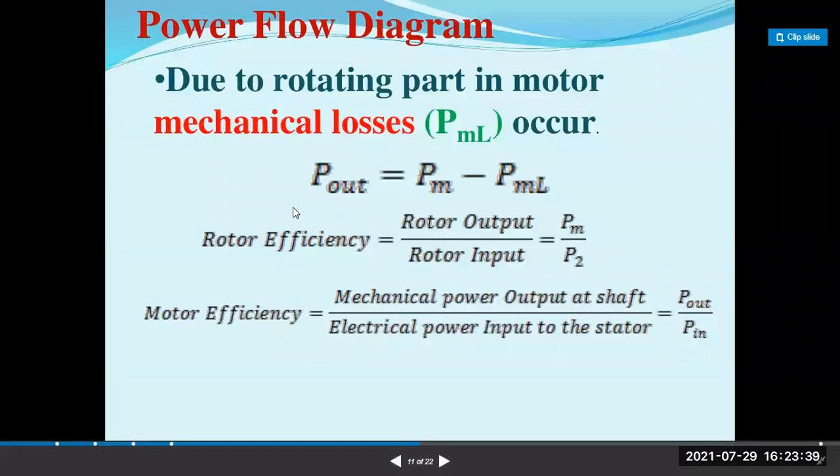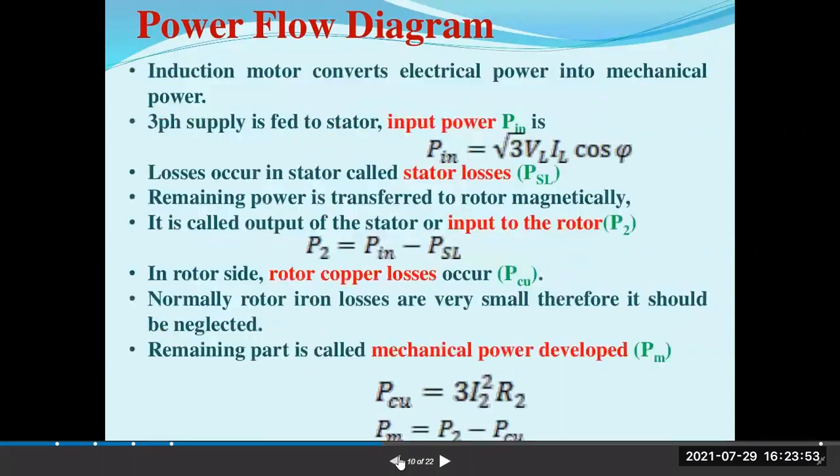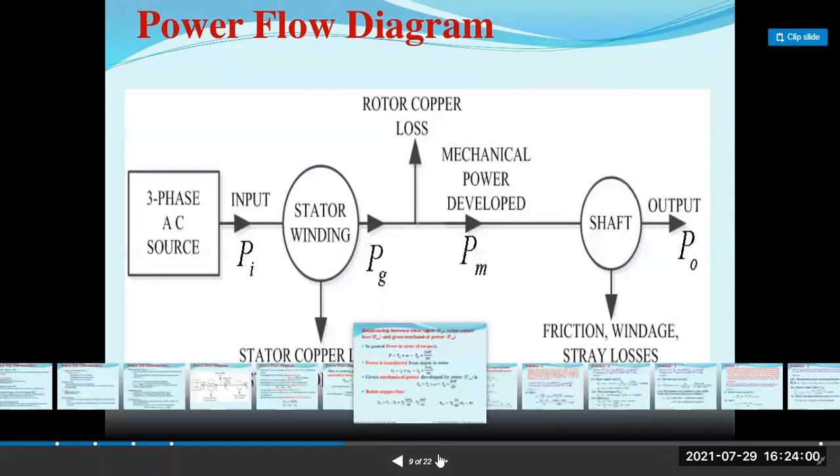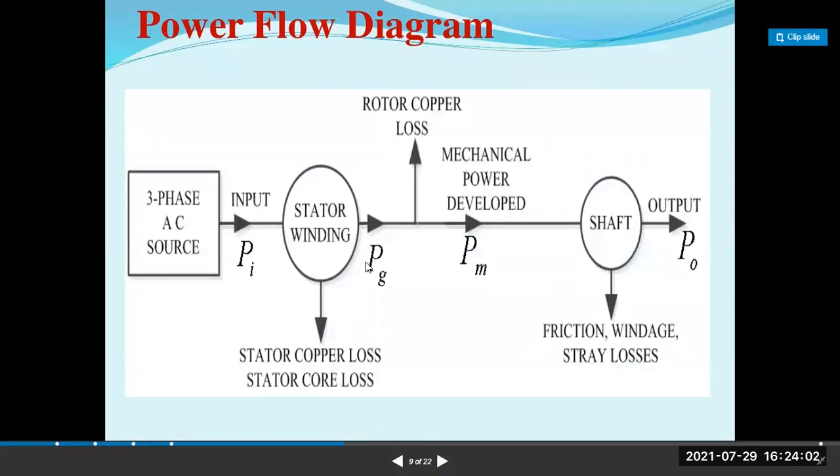Okay, fine. So this is the rotor efficiency. Normally efficiency means output upon input. So here it is written rotor efficiency, which is the rotor output divided by the rotor input. From this single line diagram, you can see that up to this point, this is the rotor part. So here, this is only the rotor part.